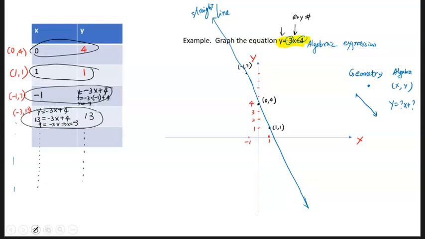So that's why we are saying the coordinate system really connects these two subjects. So again, a point becomes an ordered pair. An ordered pair is a point in geometry. An equation is a line, and the line is an equation.